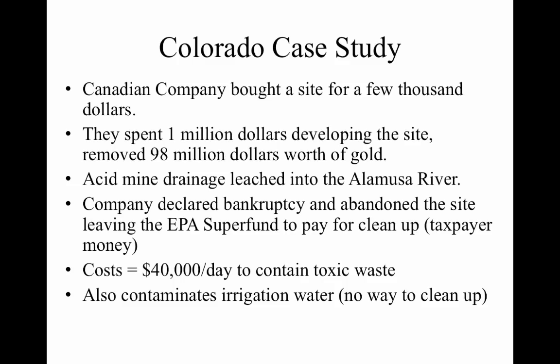Here's a case study in Colorado. There was a Canadian company that bought a site for a few $1,000s, and they spent $1 million developing this site and removed $98 million worth of gold. And in the process, they had a pretty bad pollution issue where the drainage that was coming off of their operations leached into a river. And even though they made $98 million at this site, when the EPA came to charge them to say, hey, clean up the mess you make, they declared bankruptcy. The money was all gone, and the taxpayer funded EPA Superfund was responsible for cleaning it up.